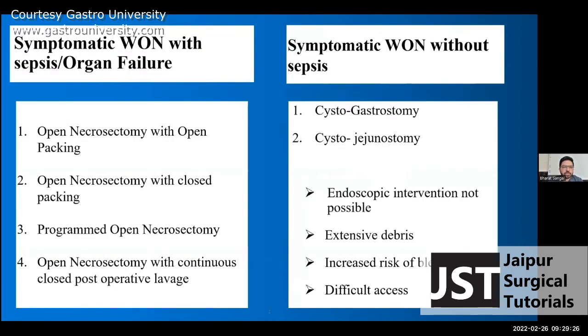If the patient has a symptomatic walled off necrosis with sepsis or organ failure, then an open necrosectomy with open packing, or a necrosectomy with closed packing, a programmed open necrosectomy, or a continuous closed post-operative lavage can be done, or minimally invasive surgery.